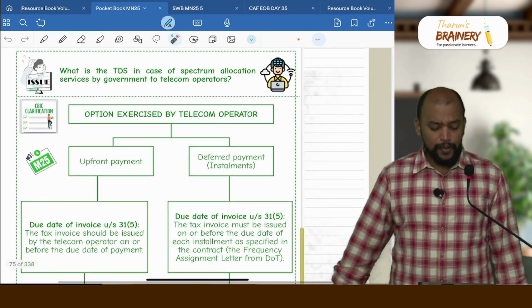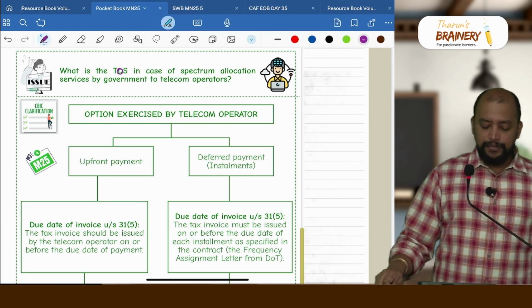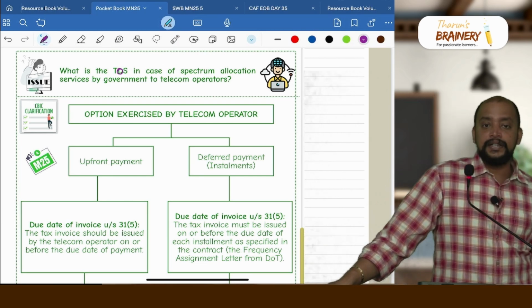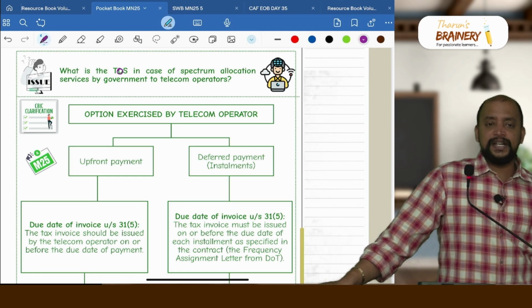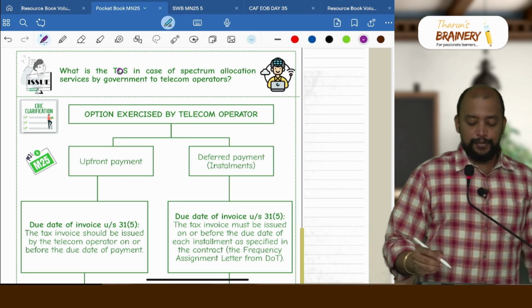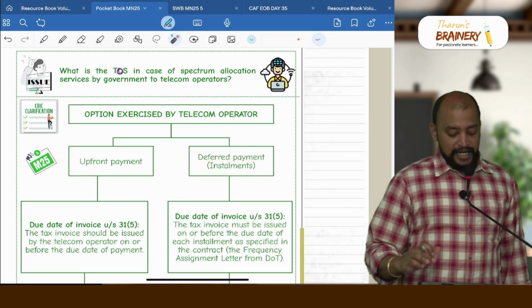Then what is the time of supply in case of spectrum allocation services by the government to telecom operators? The time of supply here depends upon what option is exercised by the telecom operator. There are two options available to the telecom operator. One is an upfront payment, another is deferred payment in installments.